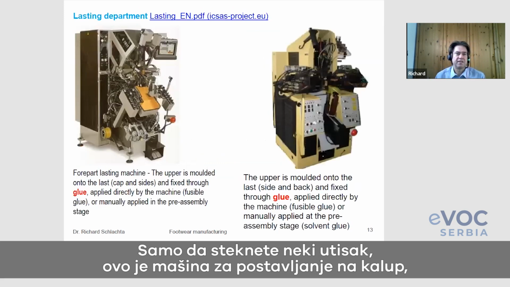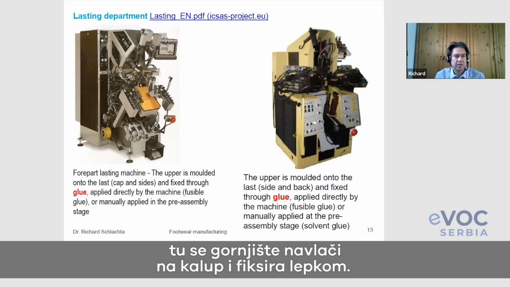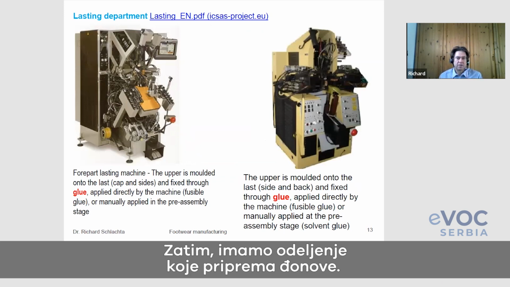So you see, only to give you an impression, that is a machine to do this lasting. You see this upper is molded onto the last and is then fixed by a glue, and that is done directly in the machine. So those are typical stands for that lasting department.